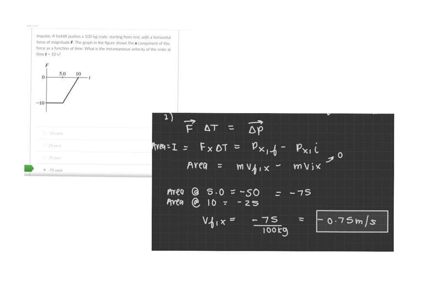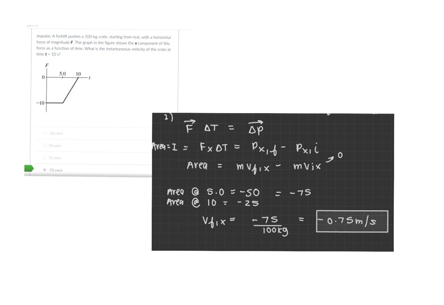-50. And then we have the area of the force at -10 and the time at 10, which is -25, because it's a triangle, so it's divided by 2. So when we add both of these values together, we're left with the whole area of that shape, which is -75. So to find the velocity final of x, it's the area.